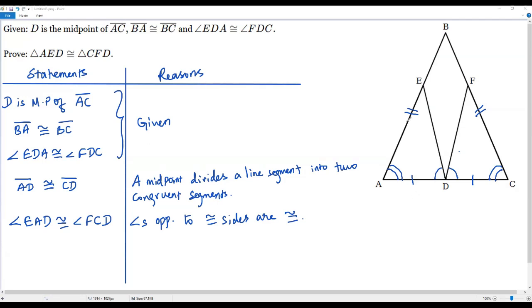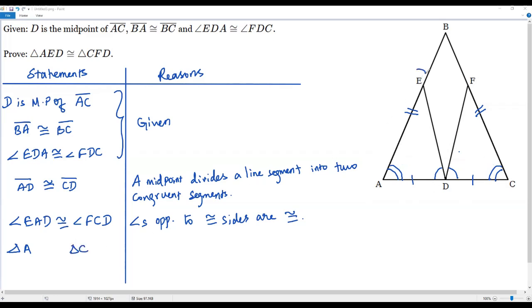Okay, now let me write the vertices of these two triangles in order. Let me write the vertex A of the first triangle over here. First, let me write the triangle symbol. So I have taken vertex A in the first triangle. What is the corresponding vertex in the second triangle? That is C, because the interior angle measures at vertex A and vertex C are congruent. Let me write it over here, C.